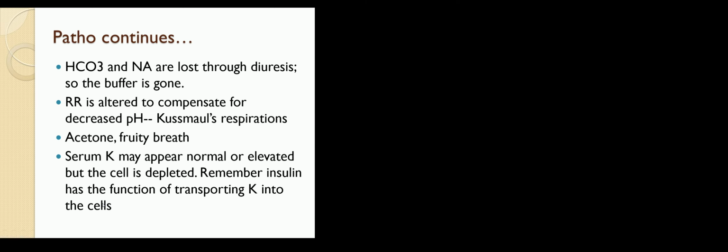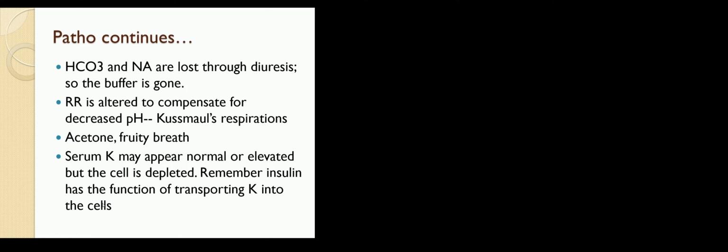Now your bicarb and your sodium become lost because the buffers are gone to the diuresing. Your respiratory rate becomes altered because remember you're in acidosis. So what are you going to do with your respirations? You're going to speed those up, trying to blow off that CO2 and decrease that pH. This is called Kussmaul's respirations. And it is normal for a diabetic who's in DKA to have Kussmaul's respirations. It is normal. Acetone and fruity breath is very common with people who are in DKA because of all the extra glucose and ketones.